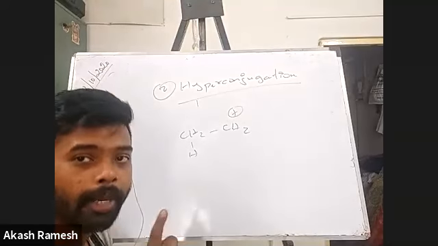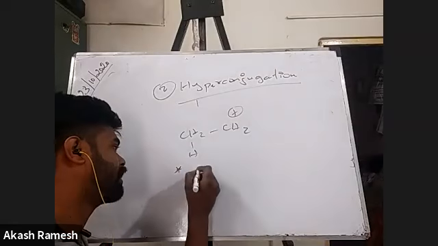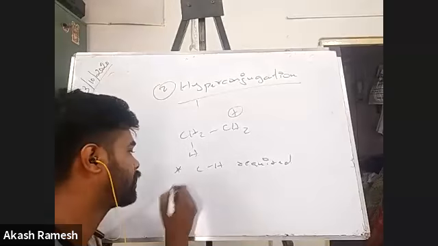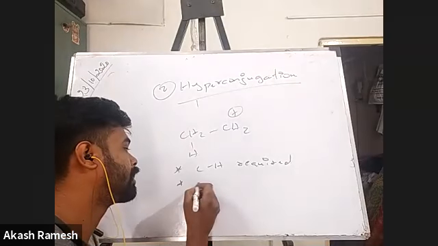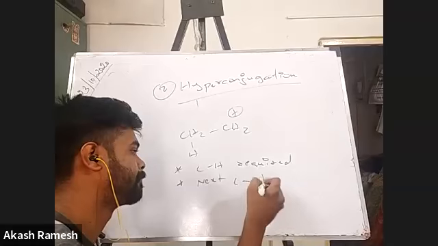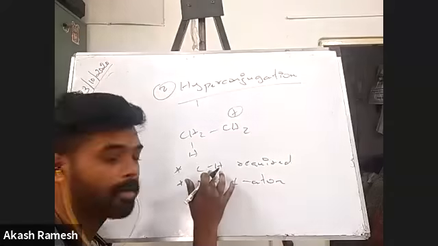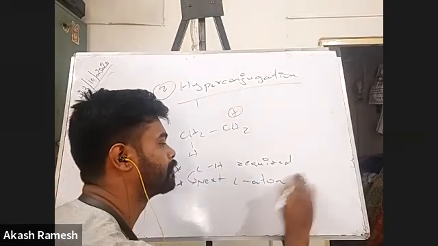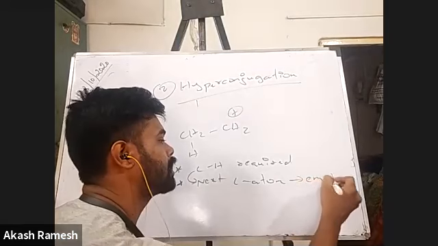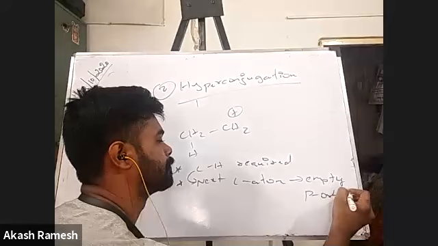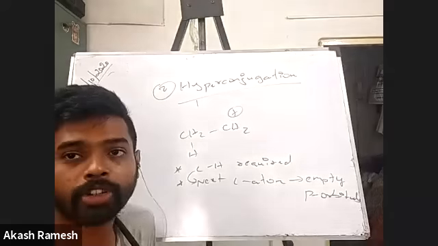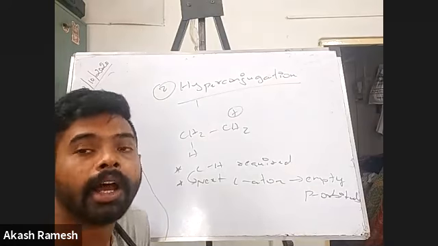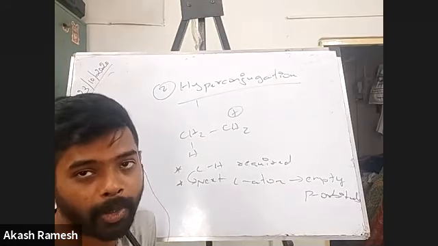Now for hyperconjugation, I'll write the conditions. First, a CH sigma bond is required. And the next condition is that the next carbon atom, wherever the CH sigma bond is there, should have an empty p orbital, because obviously we are going to donate the electron to that carbon atom. That carbon atom should have an empty orbital. Only then it is possible.